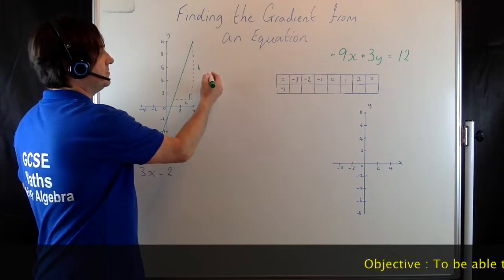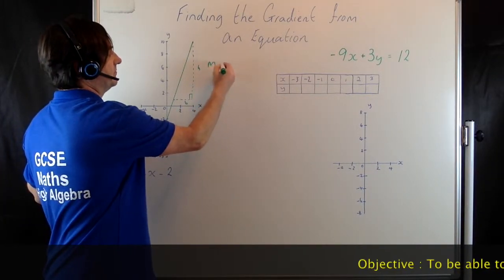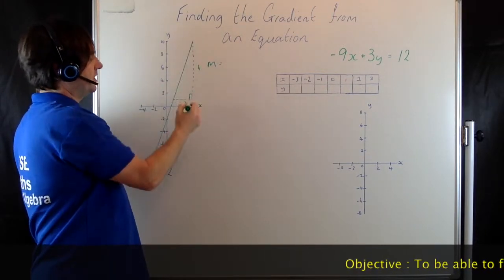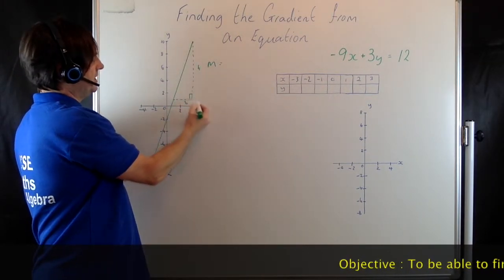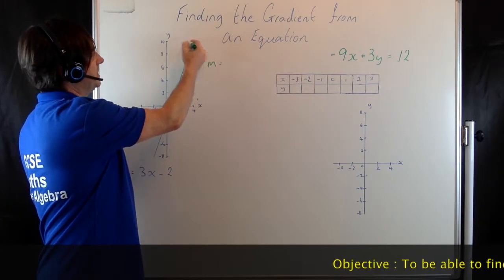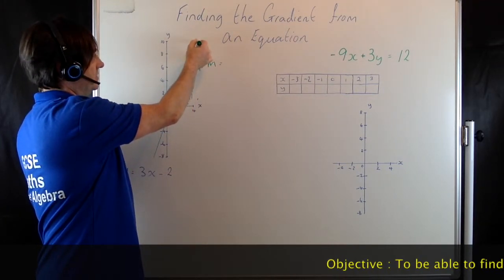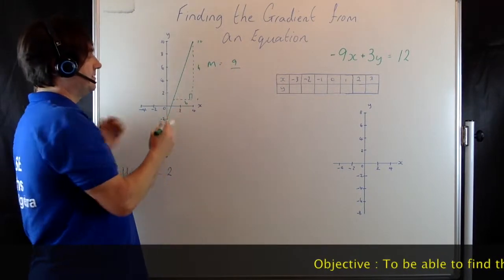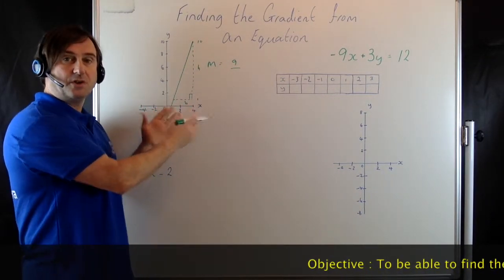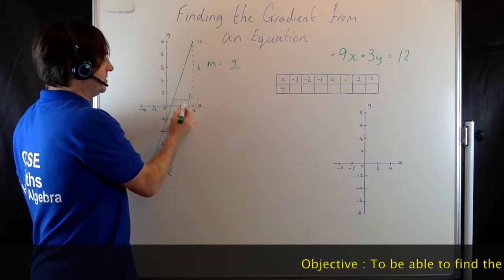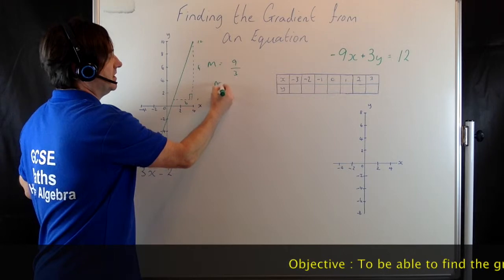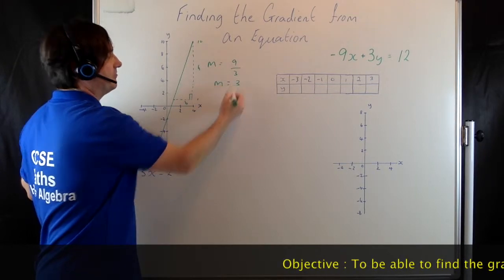If I do that, I get my gradient as, well, let's look at the difference here. It's basically the difference in the y coordinates. This one here is 1 and the one at the top here is 10, so the difference there is 9. I divide that by the difference in my x coordinates, or the base of the triangle, which is 3. So 9 divided by 3 gives me my gradient of 3.